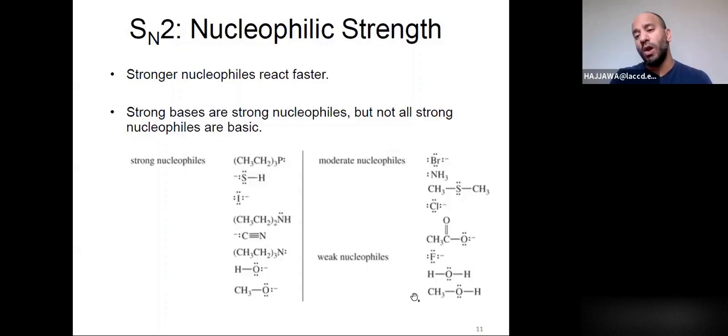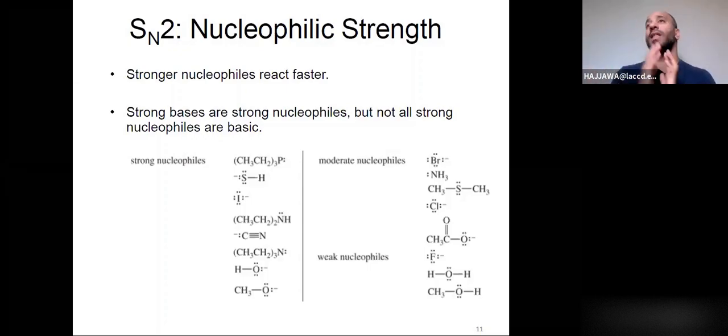What if it's a weak nucleophile, one of those three, or even the acid? I could have a carboxylic acid, an alcohol, water, or fluoride. These are examples of weak nucleophiles. What happens if I see them with a secondary alkyl halide? It will undergo the SN1 mechanism, because the carbocation is going to be formed faster than the nucleophile attacking that RX. And that's why the reaction will undergo SN1.